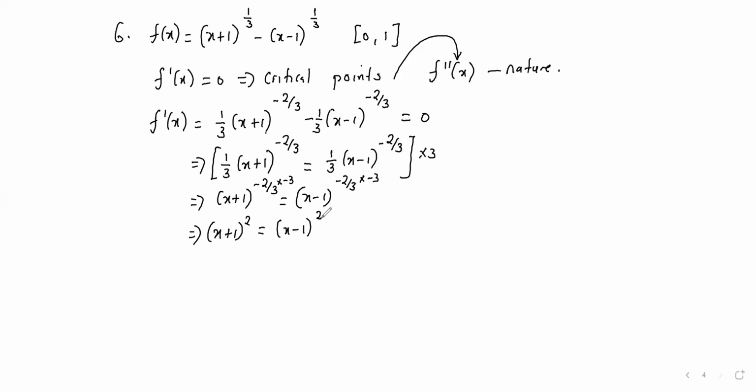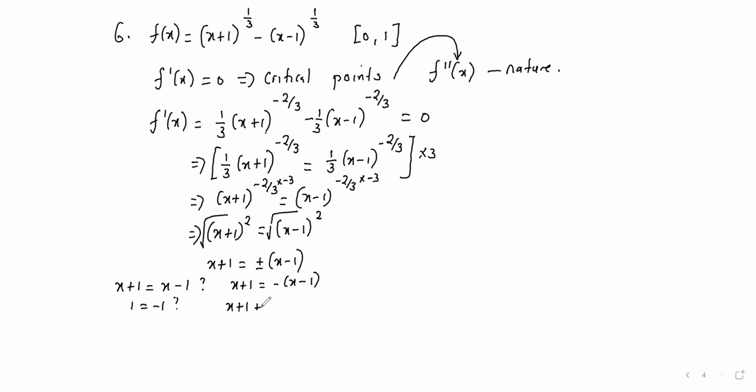So now I'll do a square root. So I'm going to have x plus 1 is equal to plus or minus (x minus 1). So meaning we'll have x plus 1 equal to x minus 1, which doesn't make sense because it's giving us 1 equal to minus 1. Not true. So we discard that. x plus 1 equal to minus (x minus 1). This one is making sense.